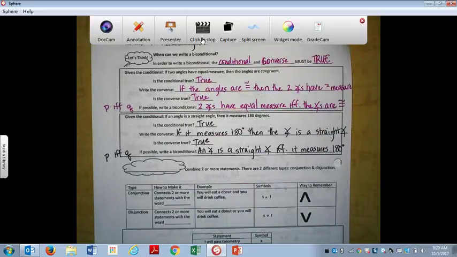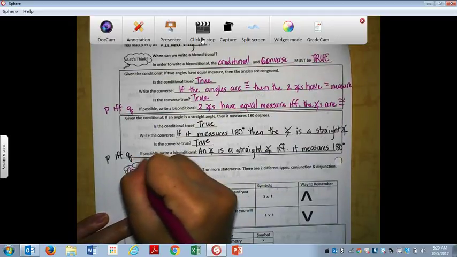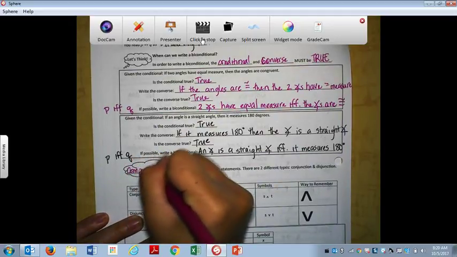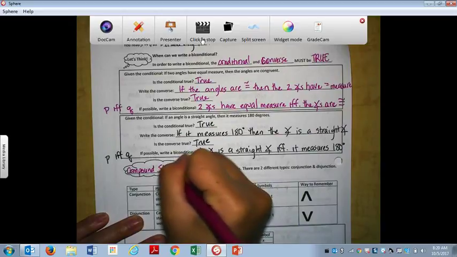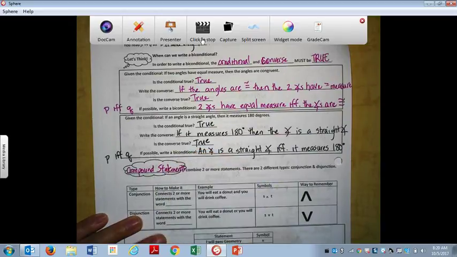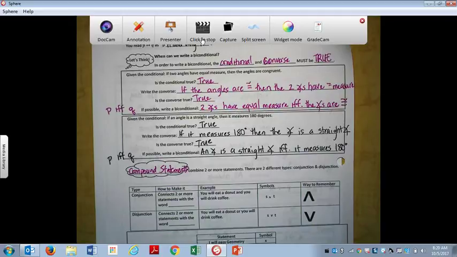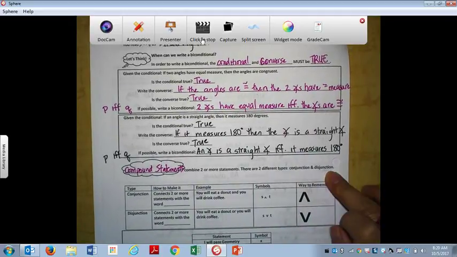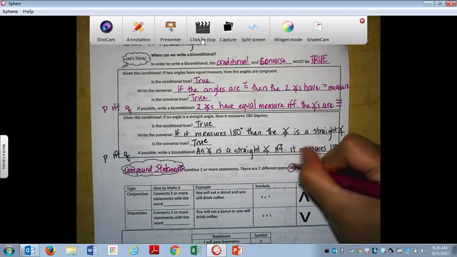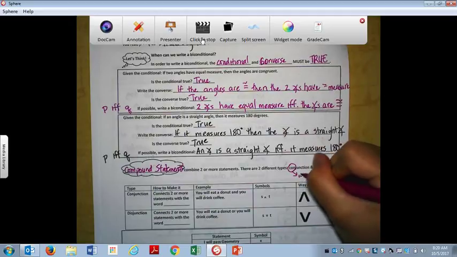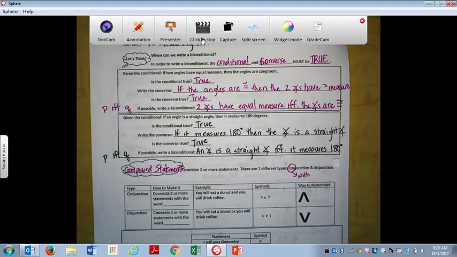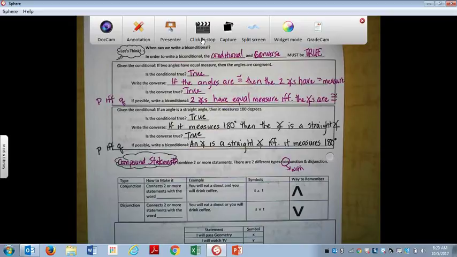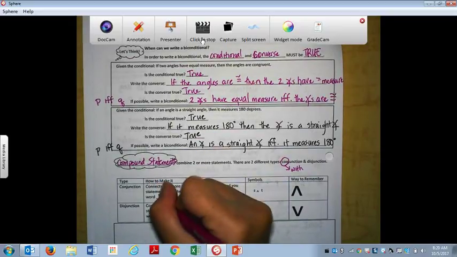Now, let's talk about compound statements. Okay? Compound statements are super easy. They combine two or more statements, and there are two different types, conjunction and disjunction. Remember, con in Spanish or Latin means with, okay? So just a reminder. So conjunction connects the two or more statements with the word and, okay?